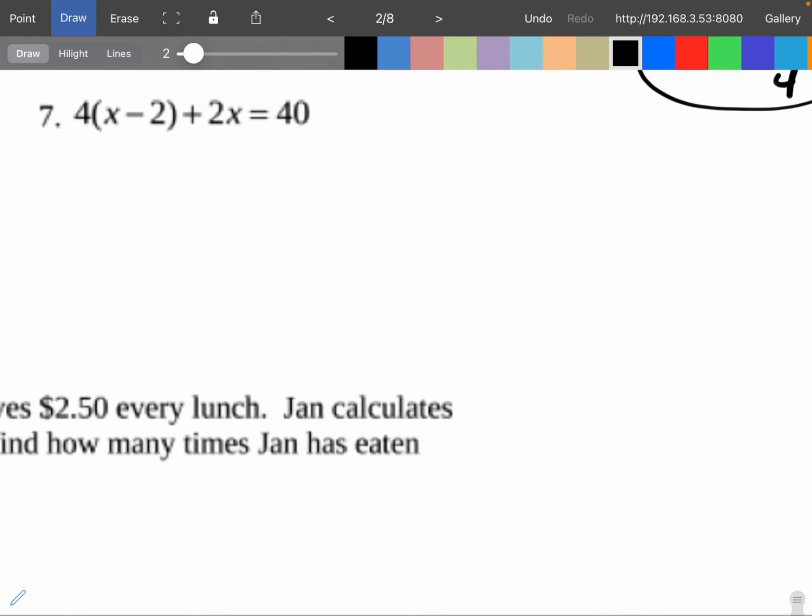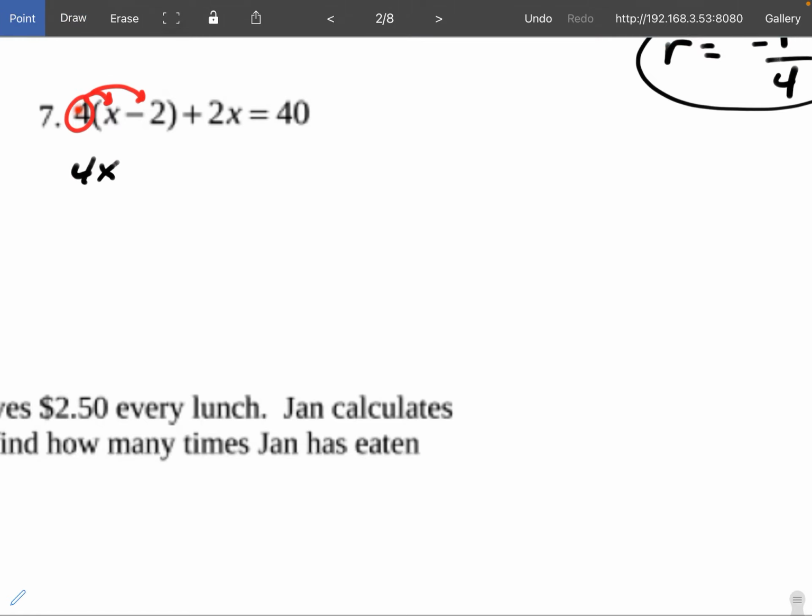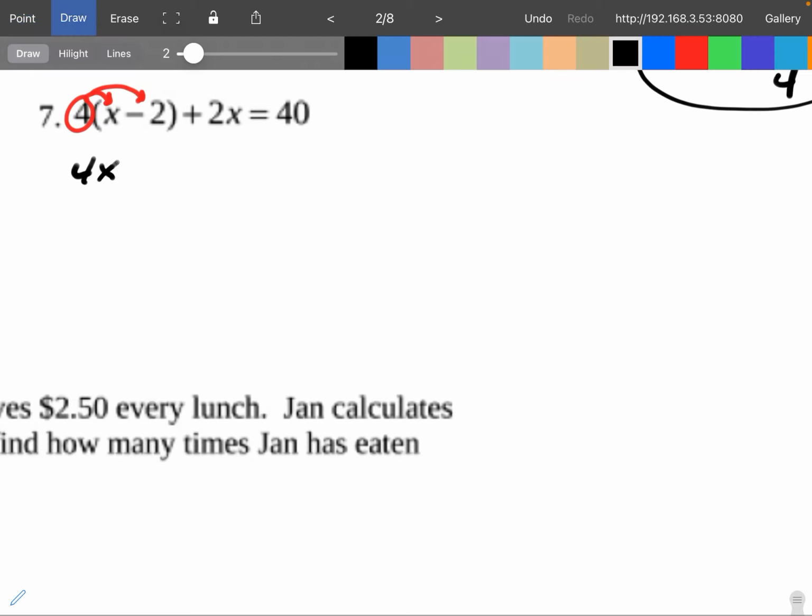So what's the first step on this one, guys? Who's got a first step for me? Tom, what do you got? Yep, you got to distribute. So we're going to distribute the 4 times the x and times the negative 2. So then we're going to get 4 times x is, good, 4x. Then we're going to do a positive 4 times a negative 2. 4 times negative 2. Negative 8, good. So that's going to be a negative 8.